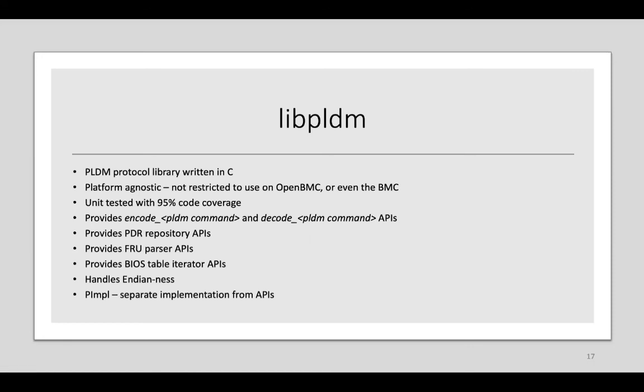The library handles endianness. The PLDM specs are little endian. And finally, the goal is to have the API separate from implementation. For example, today the PDRs are implemented as a simple left child, right child kind of tree structure, but that could be changed to something more optimal, let's say like a red-black tree, without really changing the API.